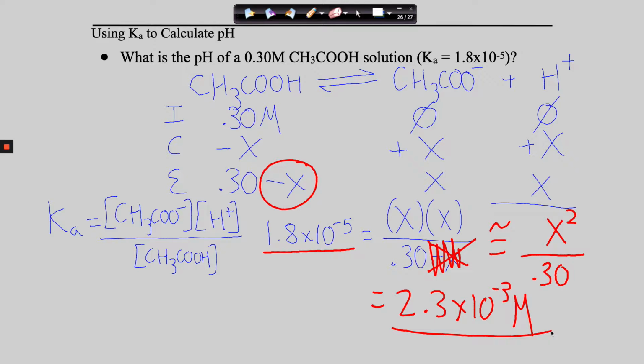So now we do an additional calculation, and we come over here and we go pH is equal to the negative log of hydrogen ion, which is equal to the negative log of 2.3 times 10 to the negative third. We take the log and we change the sign, and I get 2.64.